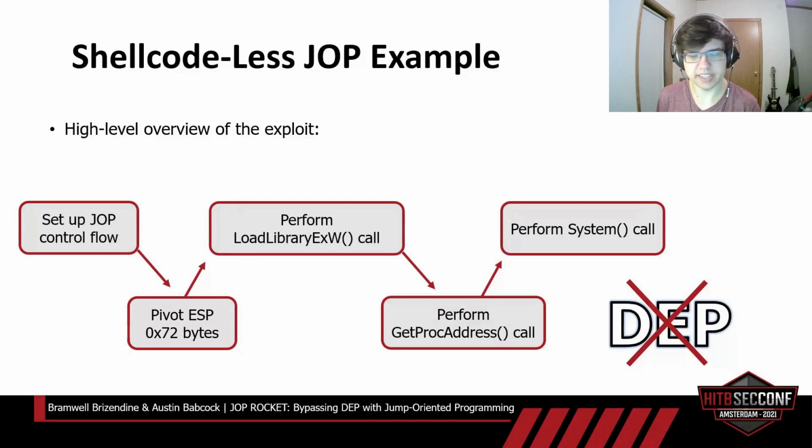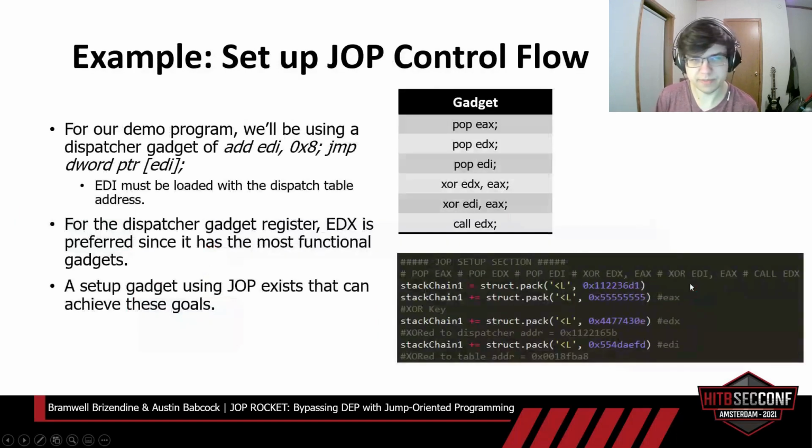We're going to look at an example exploit here. For an overview of our exploit, we're going to set up our JOP control flow. We're going to pivot ESP, then we're going to perform 3 function calls. LoadLibrary is going to give us a handle to the MSVCRT DLL. We're going to use that handle with GetProcAddress to get the address of a certain function within that DLL, and then we'll perform that call in order to perform a Windows command line command. And we'll see what that command is during the demo.